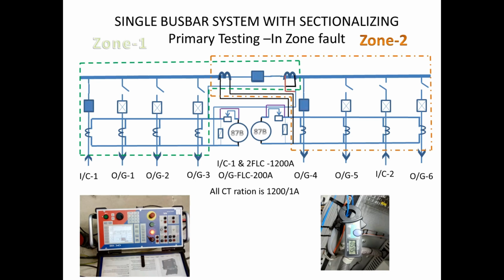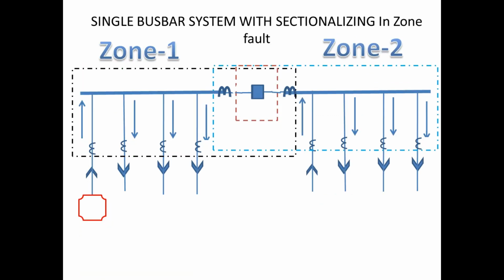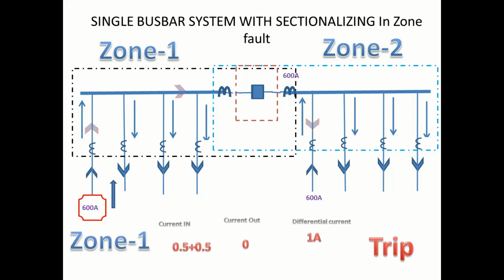Now we are going to check the bus coupler CT. For this I have changed the CT polarity of the bus coupler CT. Now both currents get added the same way and give trip. Similarly we have to do testing for zone 2 also.